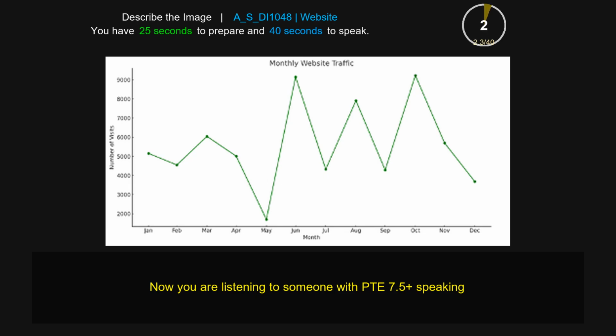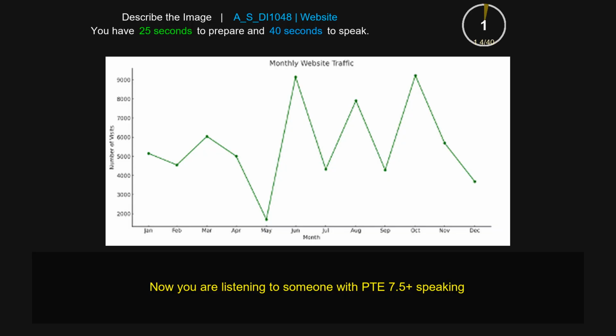The given image represents the information about monthly website traffic. The data is shown in numbers. It is crystal clear from the image that June has the maximum value, which is around 8000. However, May has the minimum value, which is around 2000. However, March and April have almost the same value, which is around 4000 and 5000. To conclude, the image shows a lot of variations about monthly website traffic.